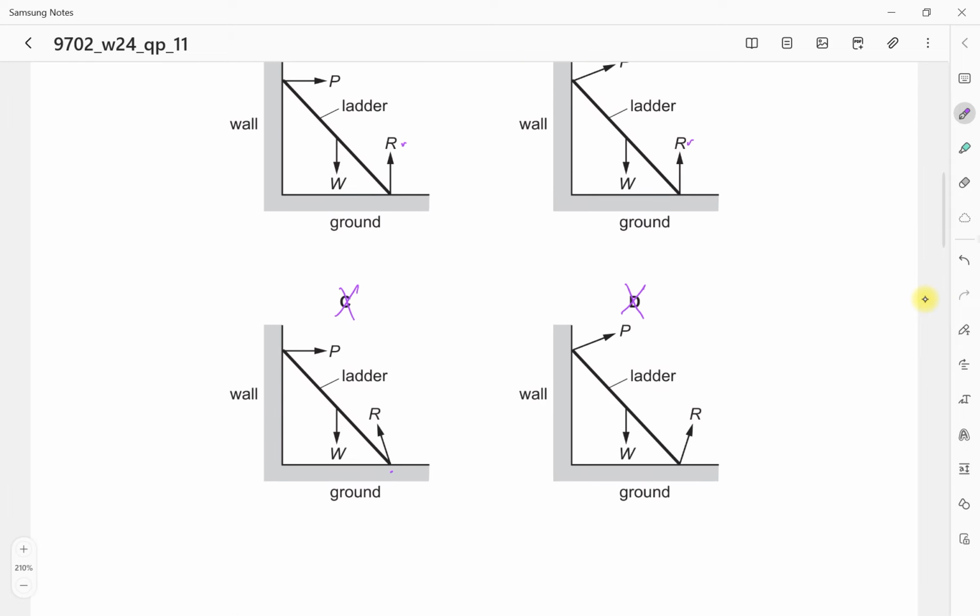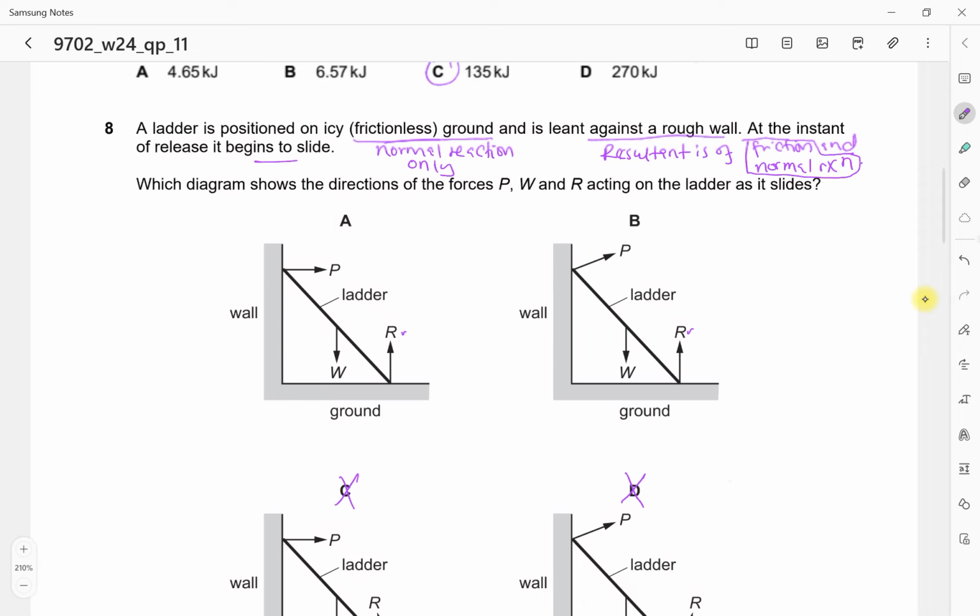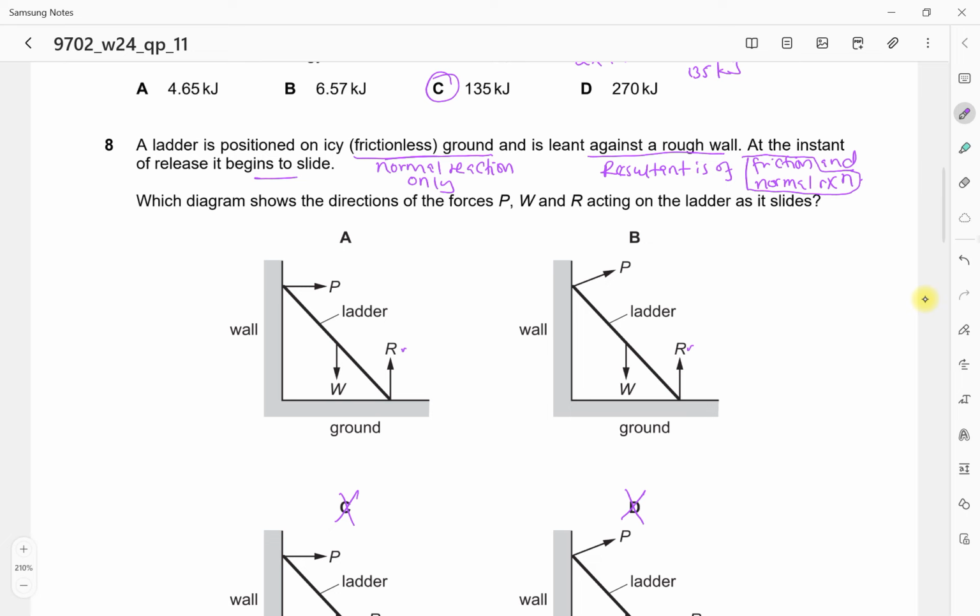So the force R must be perpendicular to the ground. It's only the normal reaction, so we have eliminated C and D. Then we remain with A and B, and we have to look at the resultant reaction at the wall. It can't be normal because there's a normal reaction force which makes 90 degrees, and there's a frictional force. Therefore, the force cannot be perpendicular, which makes this one also wrong.